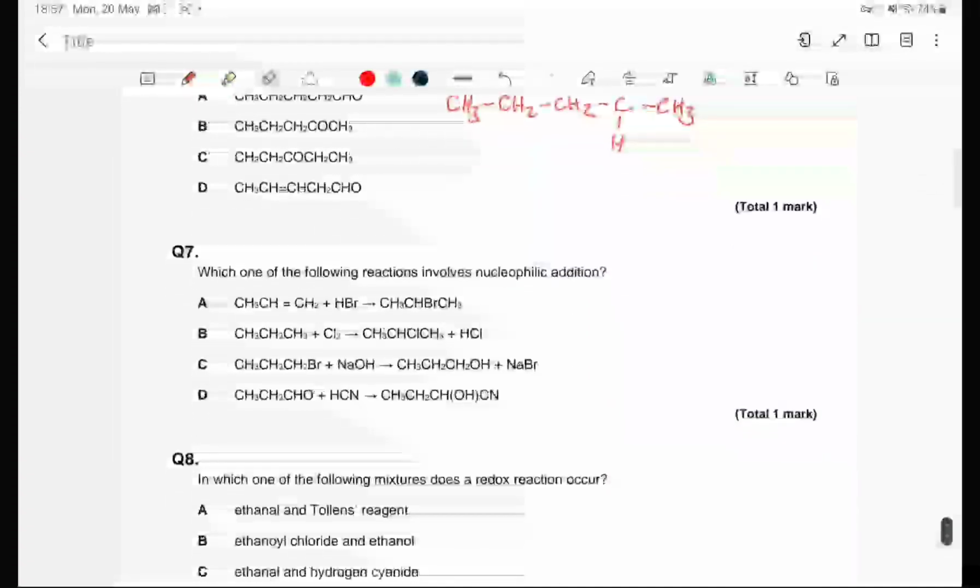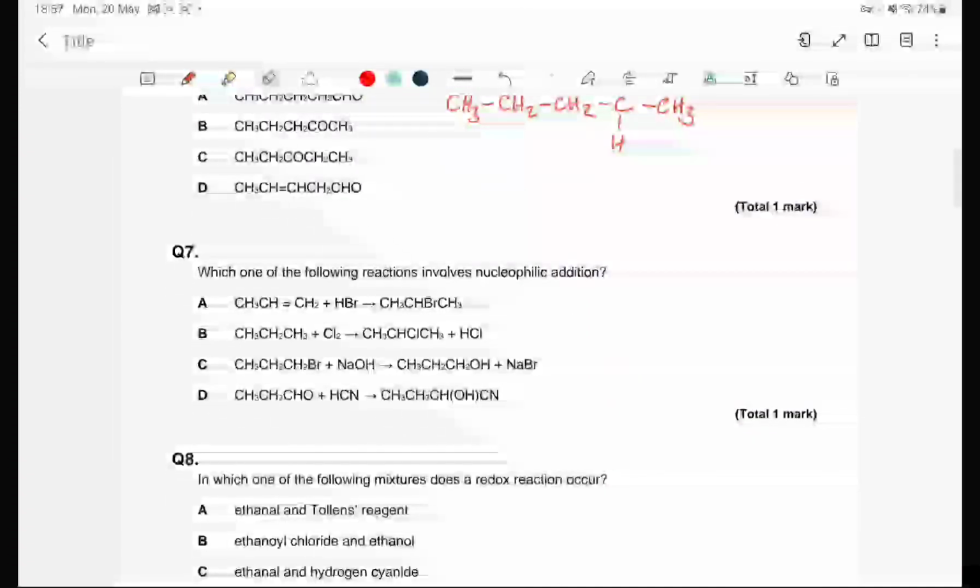Moving on to question 7. Which of the following reactions involves nucleophilic addition? A is, of course, an addition reaction, but it's got HBr attacking the C=C. The C=C is electron rich, which means that HBr is acting as an electrophile, so it is not A. B is the reaction between an alkane and chlorine, so that is a substitution reaction, and it is free radical, so that's free radical substitution, so it's definitely not that.